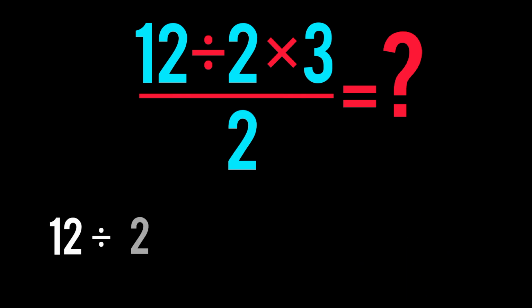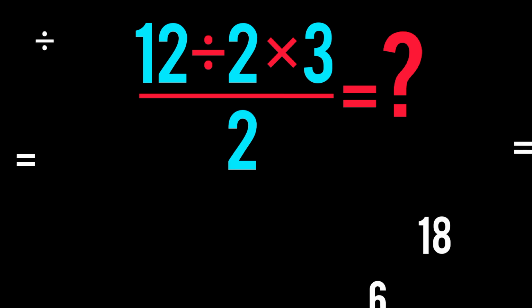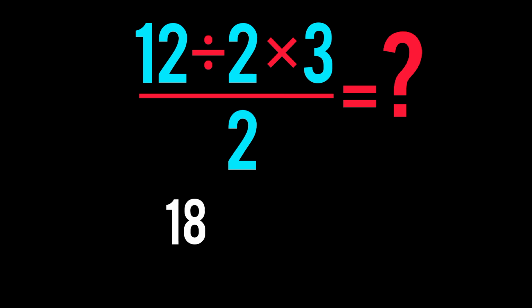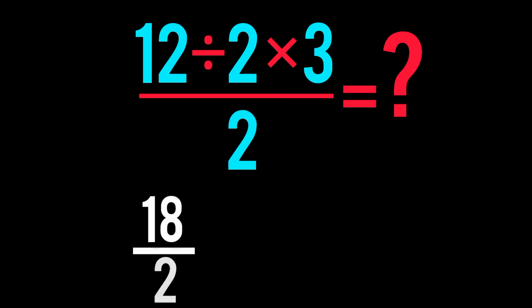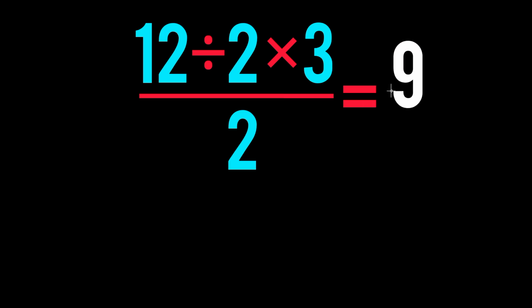12 divided by 2 equals 6. 6 multiplied by 3 equals 18. Now it becomes 18 divided by 2 equals 9. The correct answer is 9. Most people miss it because they break the left to right rule.